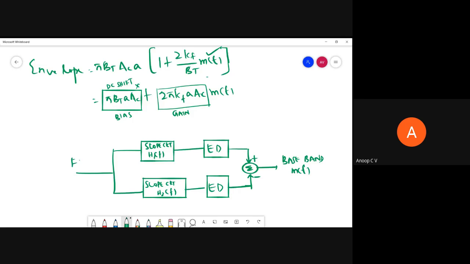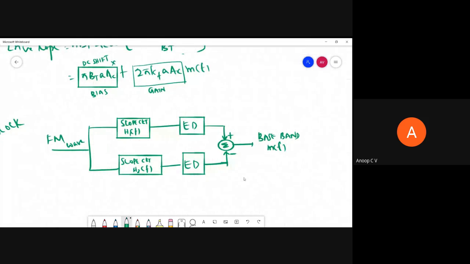So here we are giving the FM wave. This is the block diagram of a balanced frequency discriminator, right? So why is there an additional parallel path here? Because there is a DC shift or a bias term. To eliminate that, we can have one more slope circuit with this frequency response H2 of f. So what is that H2 of f? That is the question now, right?